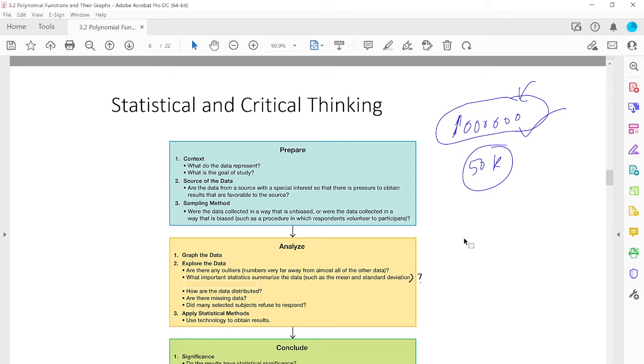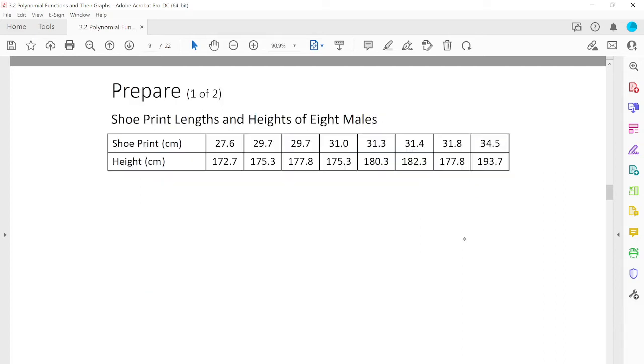And finally, going through these steps, the final thing is the conclusion. After analysis, what do we conclude, and if we conclude something, do the results have statistical significance? We're going to talk about that, what it means, and we're going to use it in our future discussion.